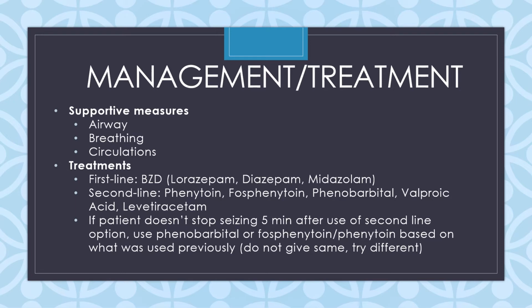Second line includes phenytoin, fosphenytoin, phenobarbital, valproic acid, and levetiracetam. If the patient doesn't stop seizing 5 minutes after any of the second line options are used, you may use phenobarbital or fosphenytoin/phenytoin based on what was used previously. So if you gave phenytoin as your second line option, make sure that you use phenobarbital as the third line medication.